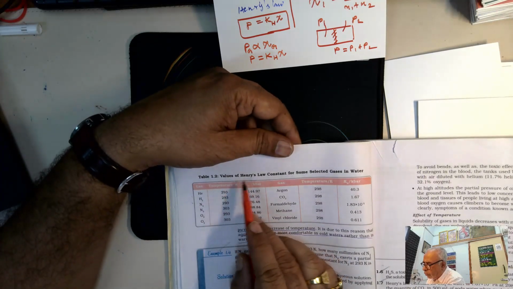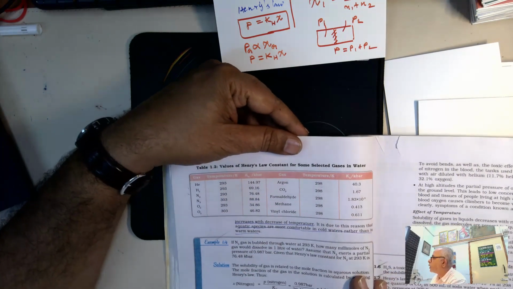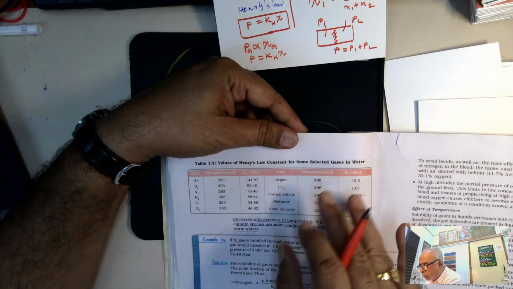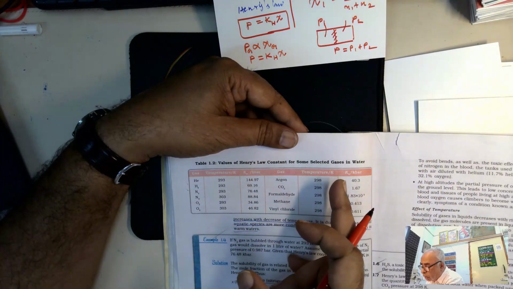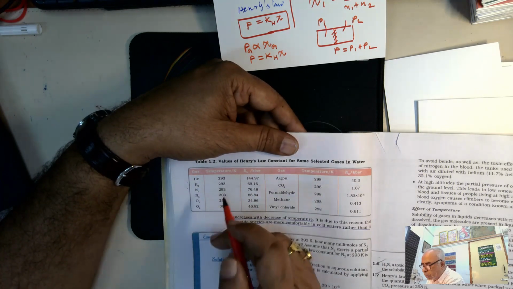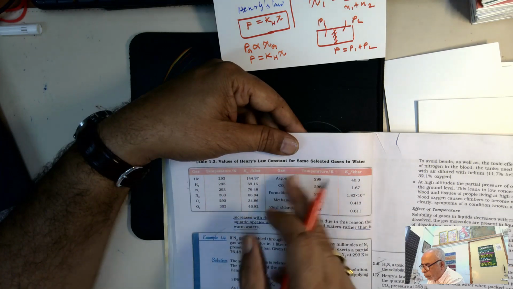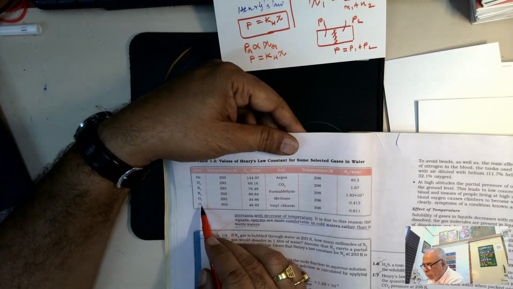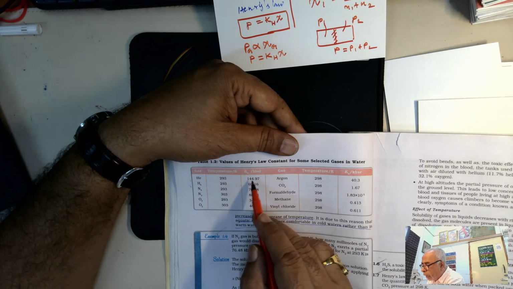For instance, the value of Henry's law constant for some selected gases in water. So why have they given such a table? It is not for memorizing, but for comprehending certain facts based on the figure. We can figure out some important parameters or facts here. You just look at it, these are the temperatures in K, because we are also talking about the influence of temperature. Here are helium, neon, hydrogen, nitrogen, oxygen. We just go through all these gases at different temperatures, and what is that? Henry's constant here.